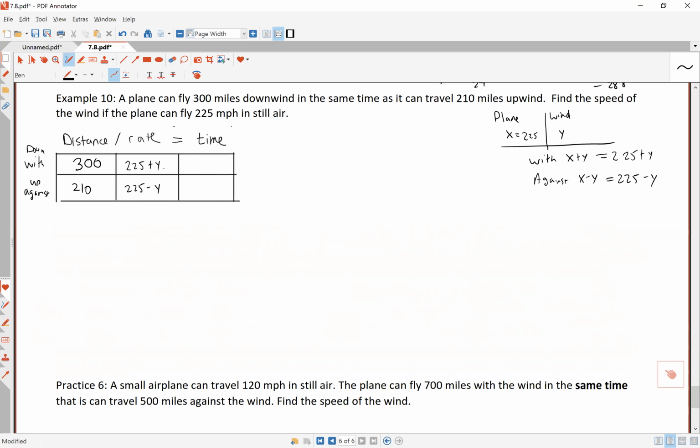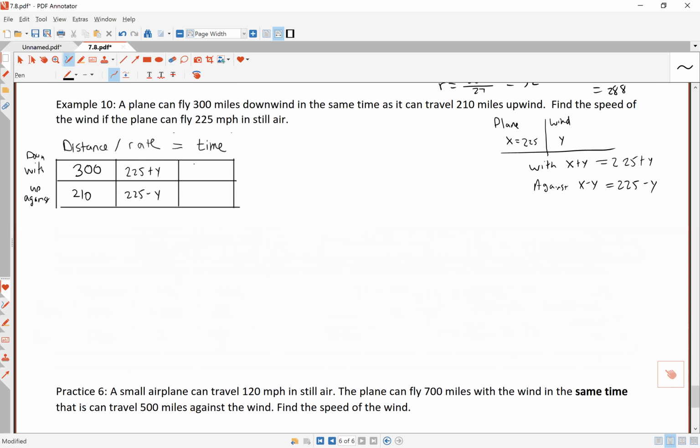So the time then is distance divided by rate. That's 300 over 225 plus Y, and 210 over 225 minus Y. Now we look for those keywords. It says that this plane can do it in the same time, so we set these two equal to each other. So there's our proportion, and we solve this one by taking the cross products. We'll take 300 times 225 minus Y equals 210 times 225 plus Y.